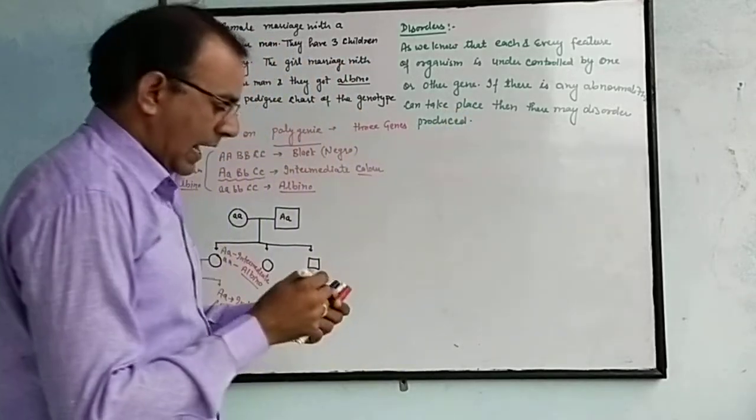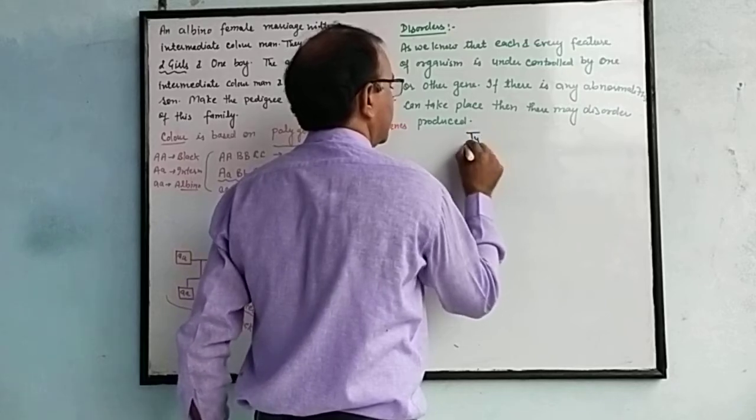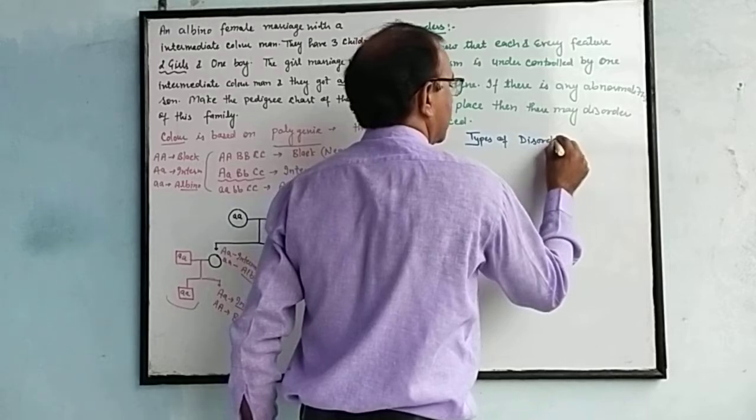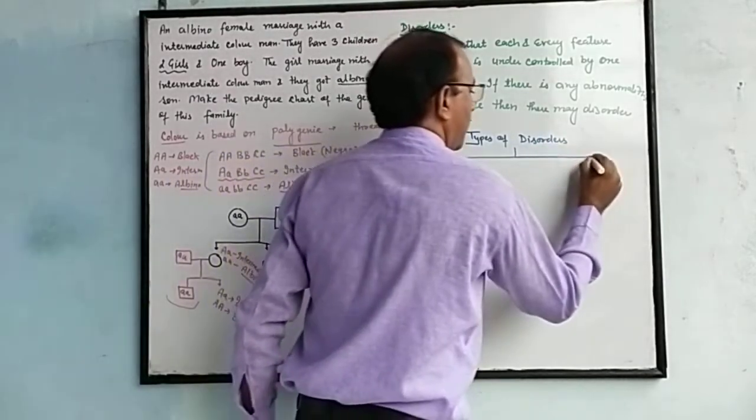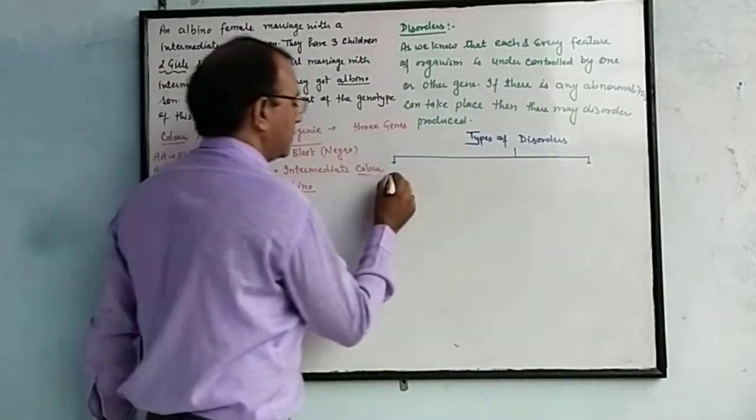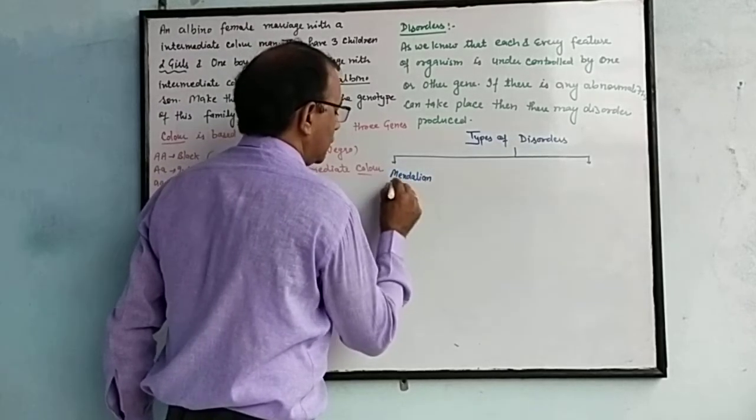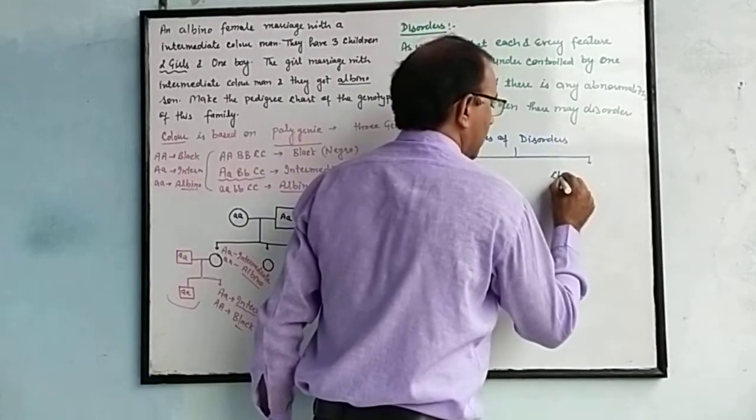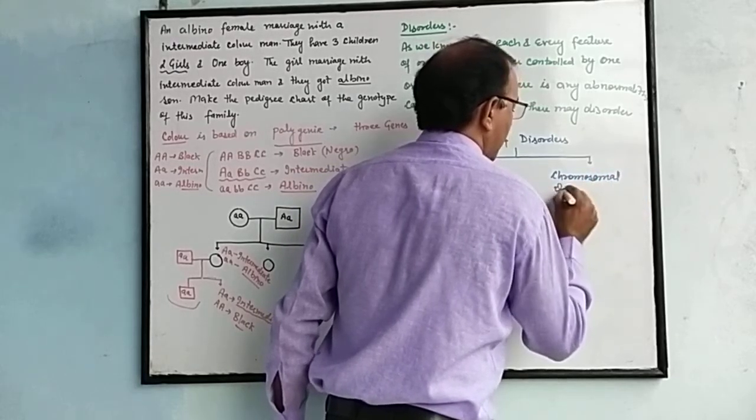Clear? Types of disorders. There are two types of disorders: Mendelian disorders and chromosomal disorders.